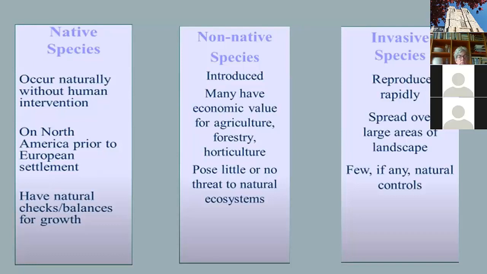Non-native species are introduced to an area by people from other continents, states, ecosystems, and habitats. Many non-native species, though, have economic value for agriculture, forestry, and horticulture, and usually pose little or no threat to natural ecosystems. However, other non-natives have become invasive and pose a serious ecological threat. Invasive species reproduce rapidly. They can spread over large areas of landscape, and they have few, if any, natural controls to keep them checked and balanced.